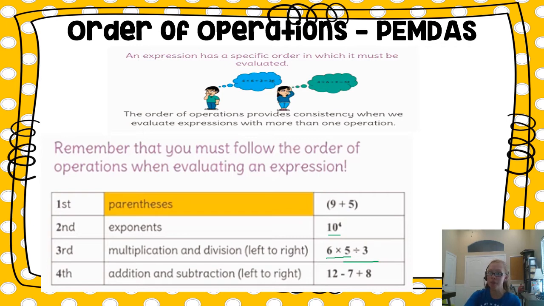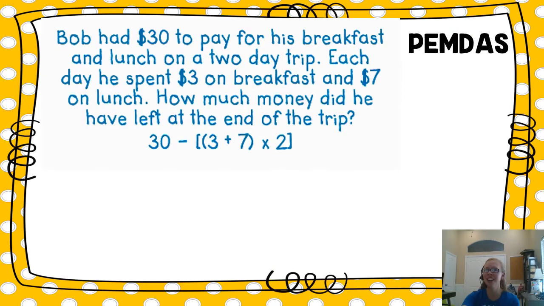The last step of order of operations is addition and subtraction. Again, left to right. So 12 minus 7 is 5. 5 plus 8 equals 13. Let's try this in action here.